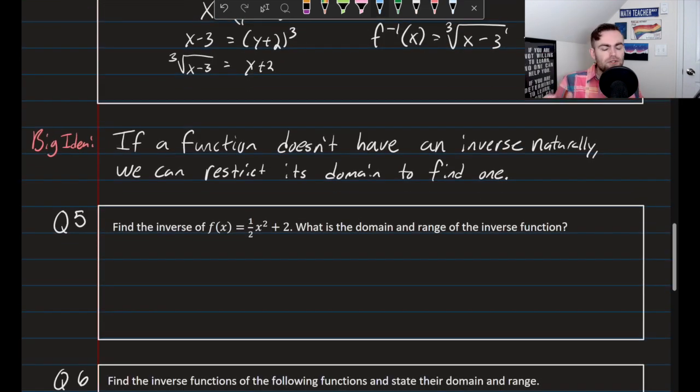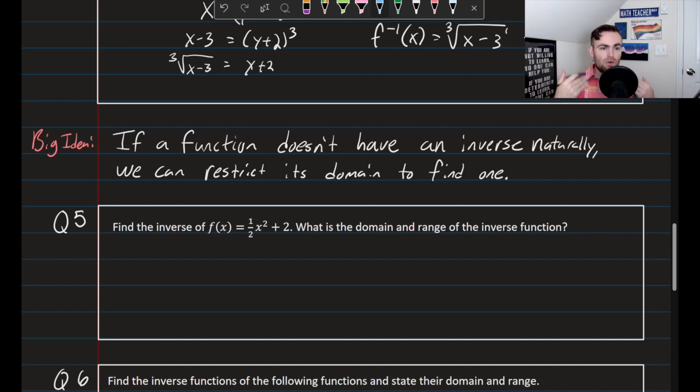What if we have a function that is not naturally invertible? If I look at this function here, it is a quadratic. It produces a parabola, a beautiful U shape. But the problem with U's is that they are not one-to-one. So what we have to do is we have to make the function one-to-one. And we have to use what we know about the function to do that.